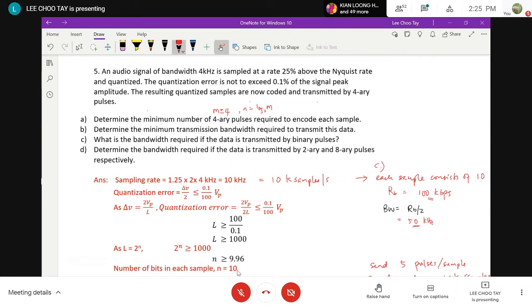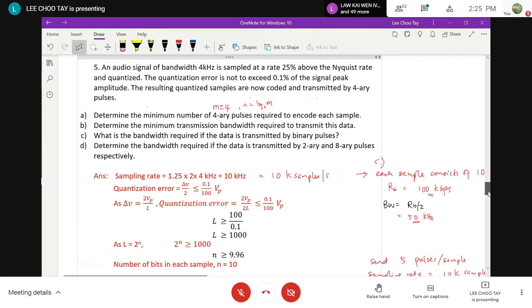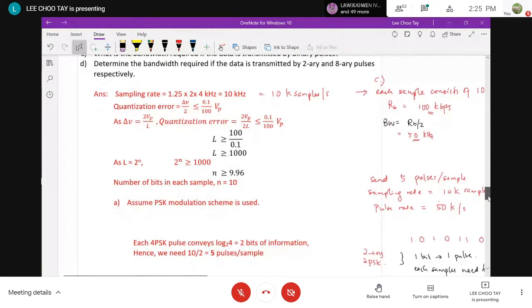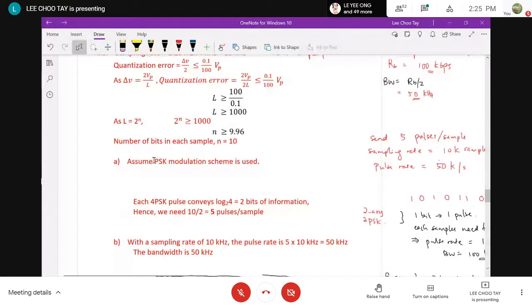So we have 10 bits in each sample. How many pulses do we need? Just simple maths, right? As long as you know the concept, the maths is very simple. For this question, I'm going to assume PSK first. So assume we use PSK modulation scheme, with each M-ary pulse conveying log 2 of 4, or 2 bits of information. We basically need 5 pulses to carry one sample.